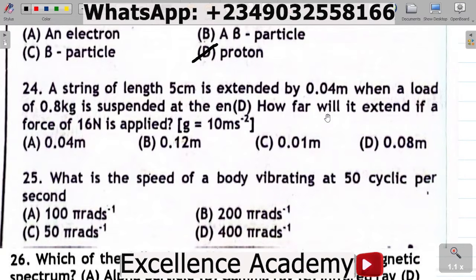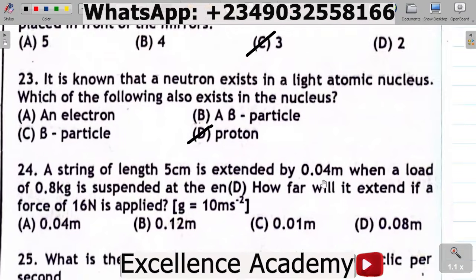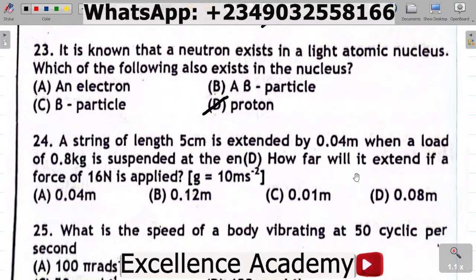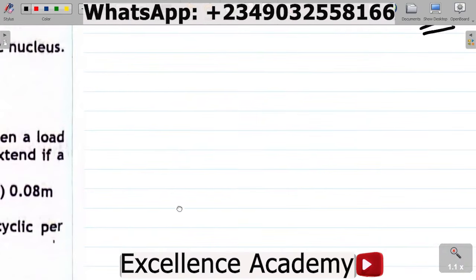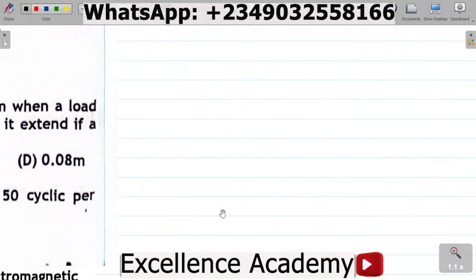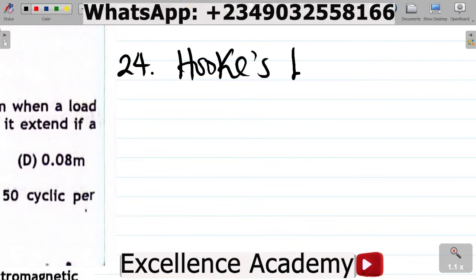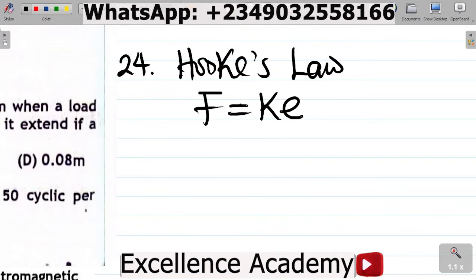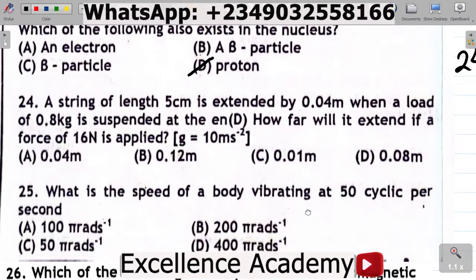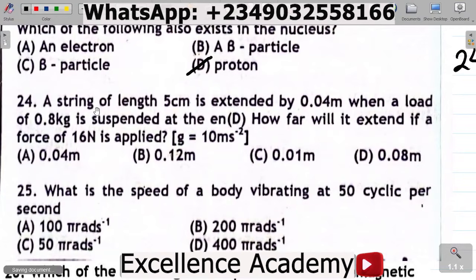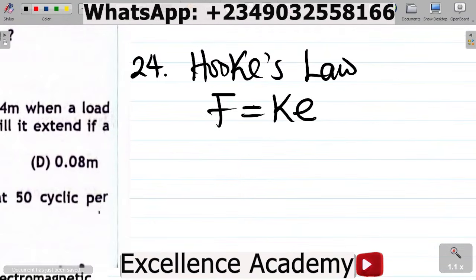If you're asked to find how far it will extend, what they're asking for is the extension. They mention force, they mention extension. The question now becomes, which formula relates force and extension? The answer is Hooke's law. This is question 24, under elasticity. From Hooke's law, you have that F is equal to Ke. Now, coming back to the question, let's pick out values. They said a string of length 5 cm, so you're given length L.